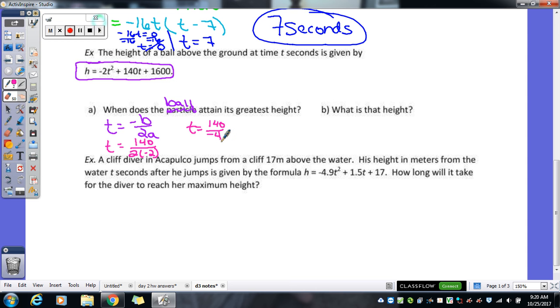So that gives us 140 over negative 4. Oh, I forgot my negative sign here. So it's going to end up being a positive time. What was it? 35 seconds. So that ball is going to be in the air for a very long time if it's only at its maximum height after 35 seconds.